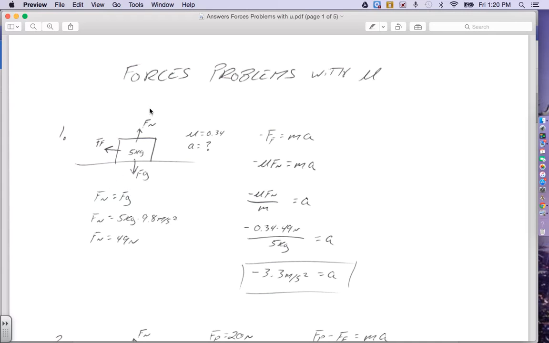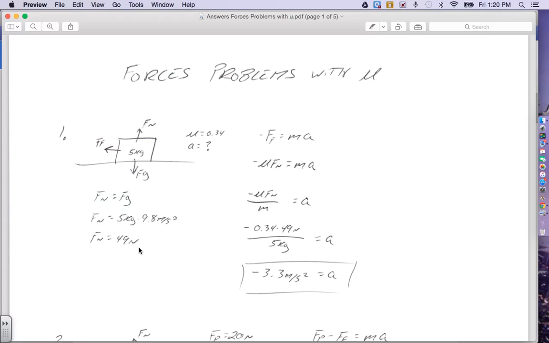So the normal force is upward, force of gravity is downward, and it is not accelerating up and down, which means that the normal force up equals force of gravity down. And we know force of gravity is 5, because that's the mass, kilograms, times 9.8 meters per second squared, which gives me a normal force of 49 newtons.